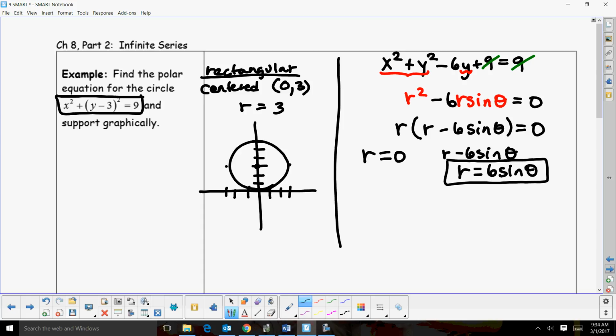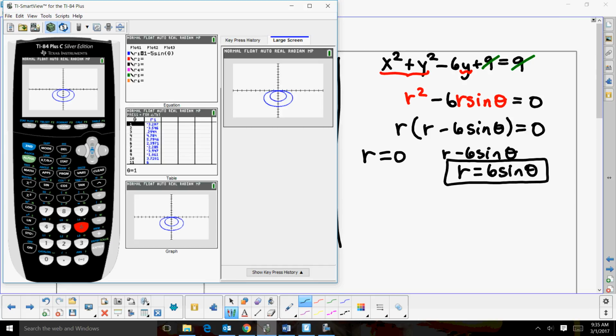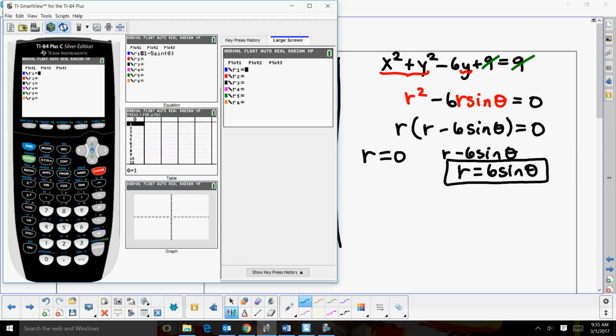So let's get out our graphing calculators. Let's go plug in. Oh, sorry, first change your mode to polar. Okay, so change your mode to polar, and then let's put in 6 sine theta. Theta is the default button when I hit that X right there.